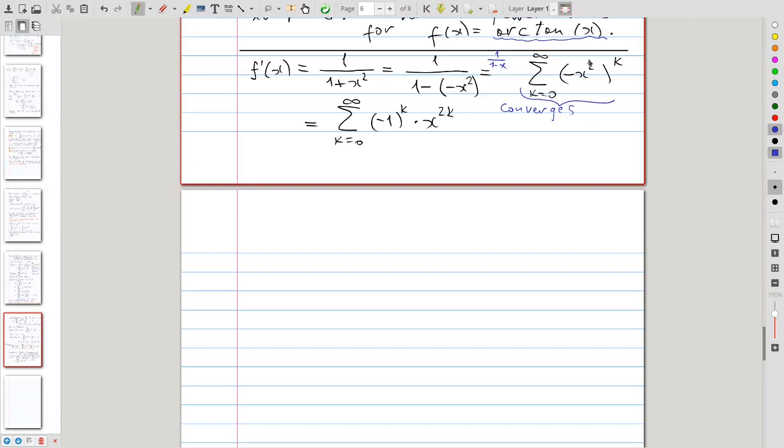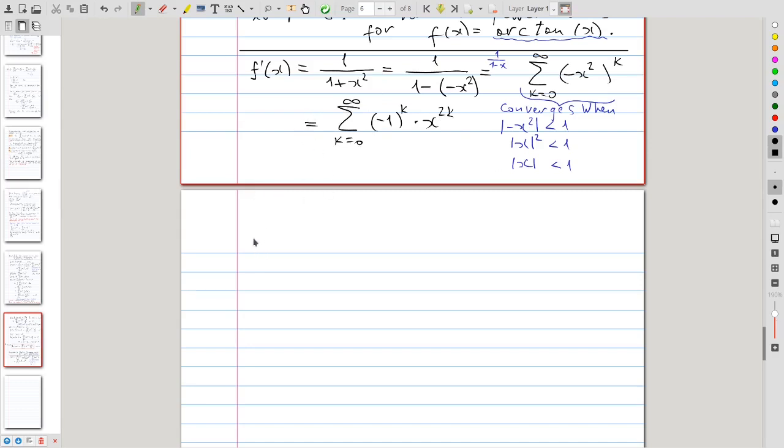So this is a geometric series with minus x squared as the r, so it must therefore converge when the absolute value of minus x squared is less than 1, and precisely for such x's. And so this is the same as to say that the absolute value of x squared is less than 1. And then by taking the square root of both sides, we conclude that we must have that the absolute value of x is less than 1. And so this is precisely when the power series for f prime of x converges.